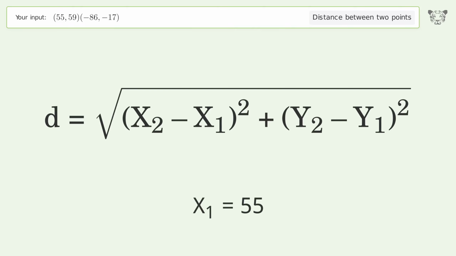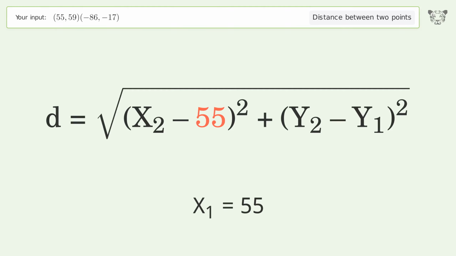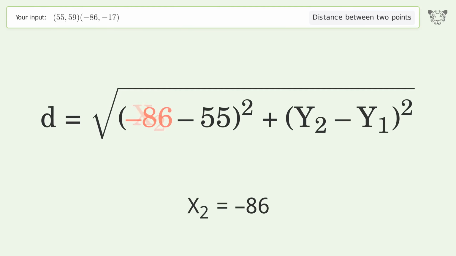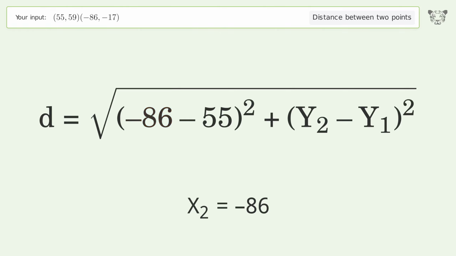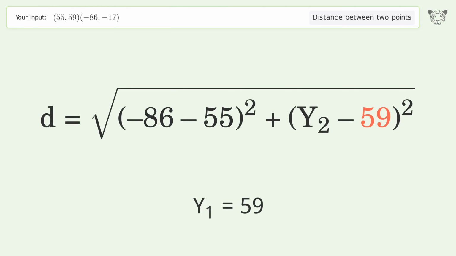x1 equals 55. x2 equals negative 86. y1 equals 59. y2 equals negative 17.